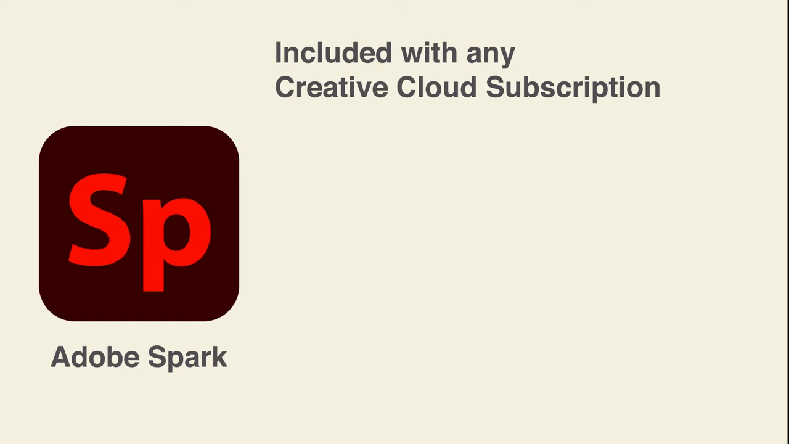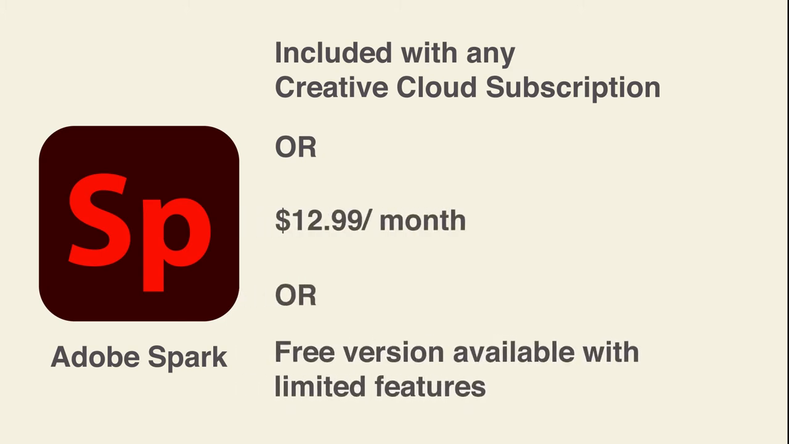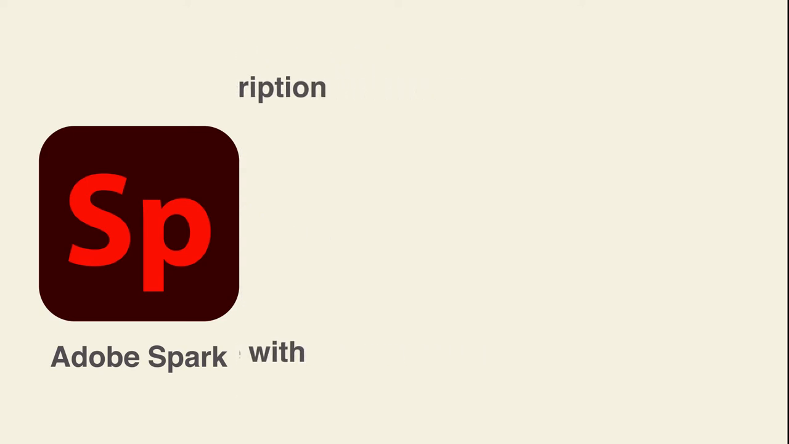Firstly, we will talk about Adobe Spark. This web platform is included with any Adobe Creative Cloud subscription. You may be able to get a free subscription from your college. Check your college's website or contact their IT department to find out if this is applicable to you. If this isn't an option for you, the regular plan is $12.99 a month. There is also a free version available with limited features, great if you are on a budget.